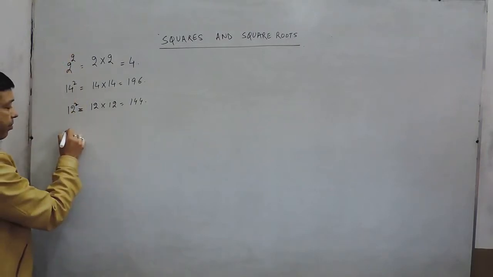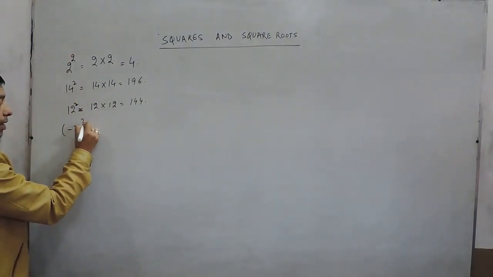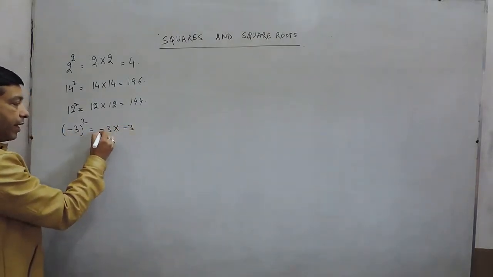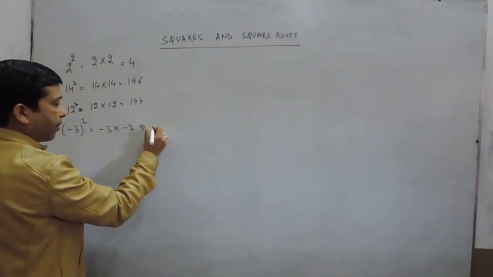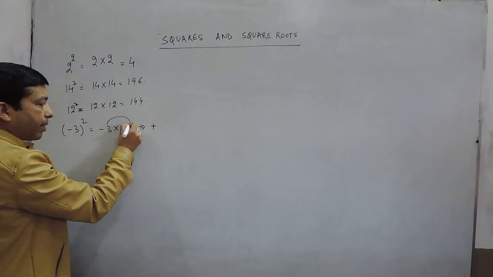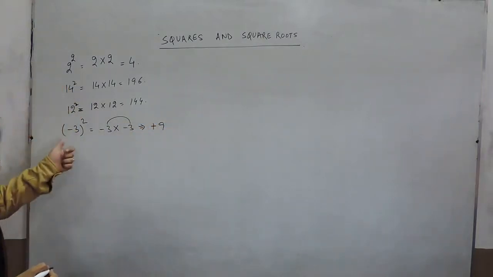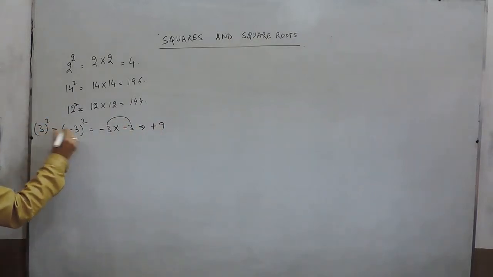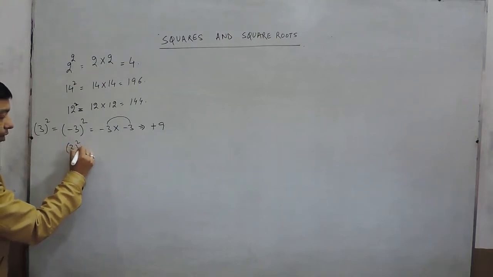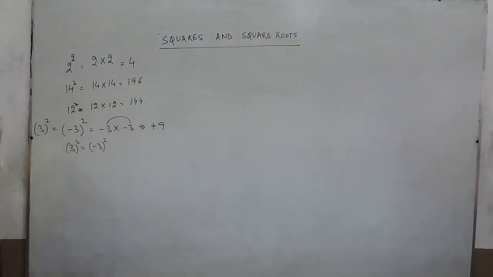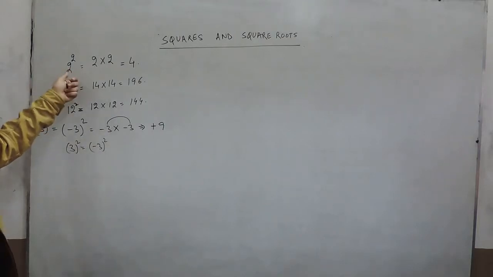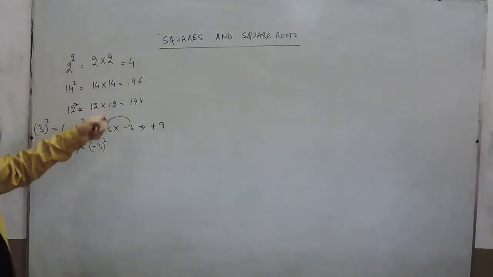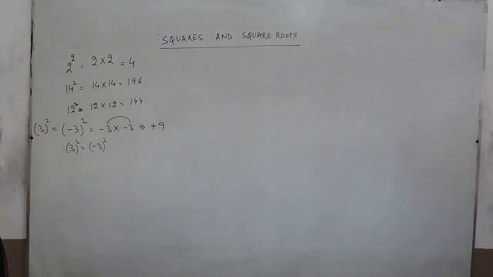And suppose instead of positive numbers, I ask what is the square of minus 3. This means that minus 3 has to be multiplied by minus 3. We know that if two negative terms are multiplied, the answer is plus, and 3 multiplied by 3 comes out to be 9. So minus 3 square is 9 as well as 3 square is also 9. So we are saying that 3 square and minus 3 square are both equal. 2 square is also equal to minus 2 whole square. 14 square is also equal to minus 14 square, and in the same way we can find out about all the numbers.